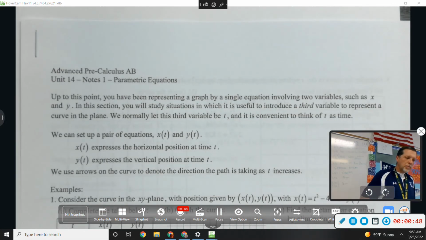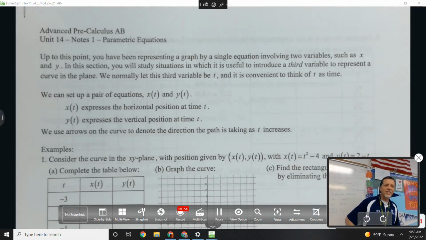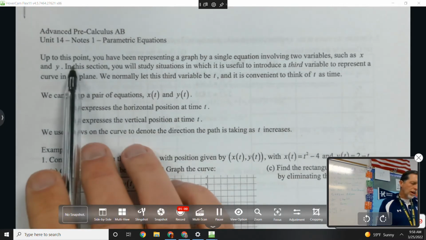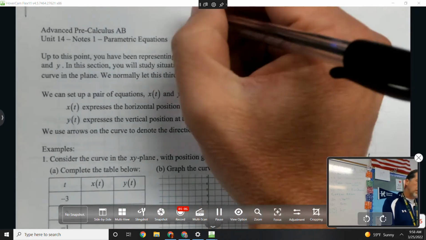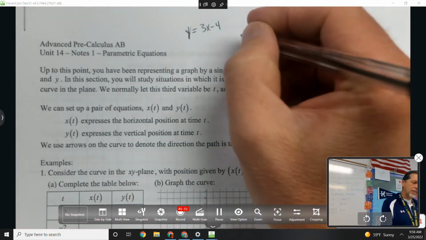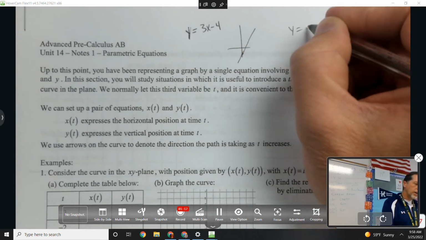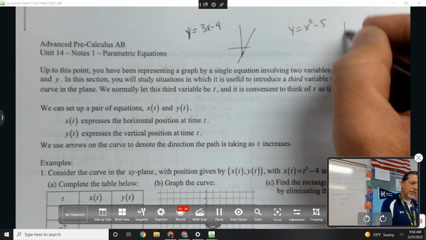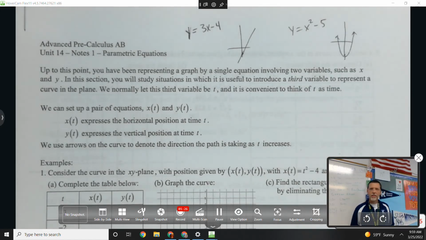All right, looking at the notes, parametric equations. Again, new stuff. Some people are going to like this because it's different and, I don't know, interesting. Up to this point, you've been representing a graph by a single equation involving two variables, meaning things like y equals 3x minus 4. That's a line that starts at -4 and has a slope of 3. Or y equals x squared minus 5, a parabola that started down 5. That's what you're used to graphing. That's almost all of our graphing has been up till now.